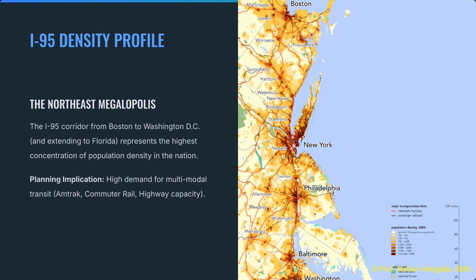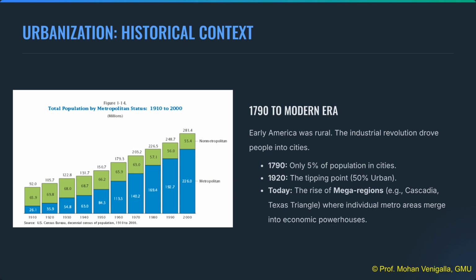The I-95 corridor represents the Northeast megalopolis, the highest concentration of population density. This concentration requires high demand for multimodal transit planning. Early America was rural, but the Industrial Revolution drove the shift to cities. A key moment was 1920, the first census where 50% of the population was urban. Today we see mega regions forming as urban centers merge.